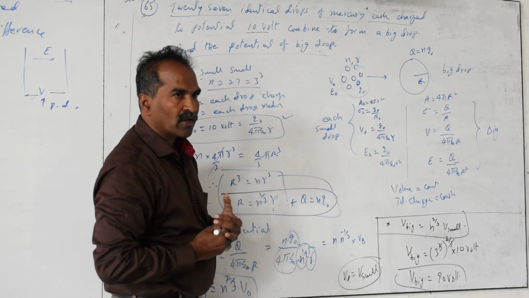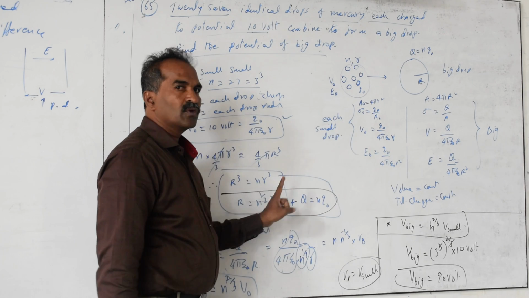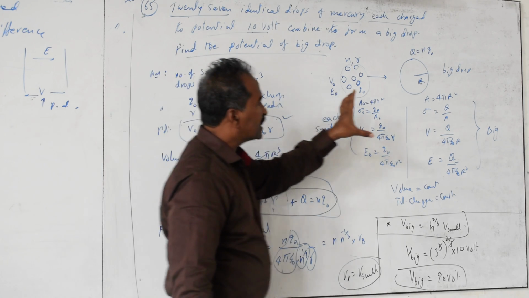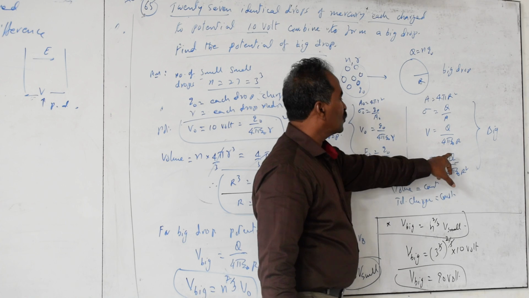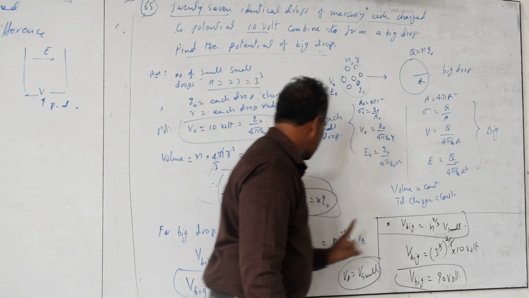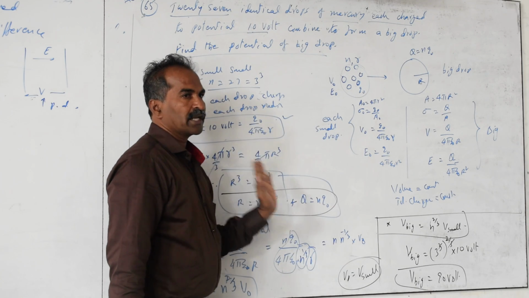For example, if you are asking electric field. Electric field for the smaller charged surface is Q naught by 4 pi epsilon into small r square. For the bigger one, what is the electric field? Electric field is equal to Q by 4 pi epsilon into R square. Q equals n into small q. Capital R equals n to the power 1 by 3 into small r. Substitute there, you will get the corresponding relations.